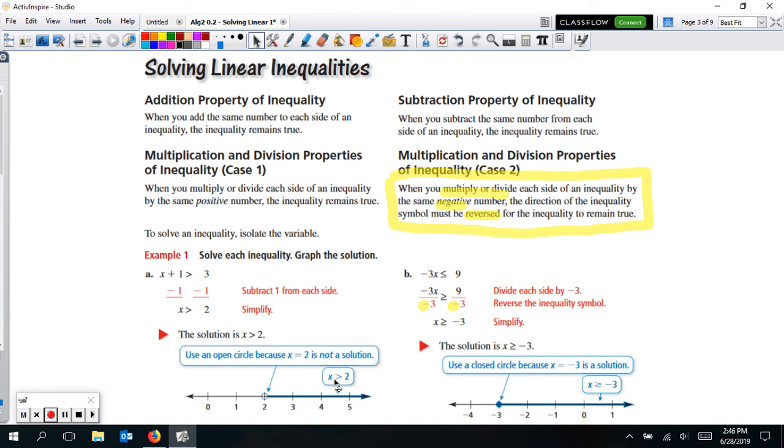X is greater than 2. Remember, it's open. The alligator opens to the x, so it's going to be bigger. X is bigger than 2, greater than 2. Or in this case, x is greater than -3, also shades that same direction to the right. Everything that's greater than -3 as well as including -3.